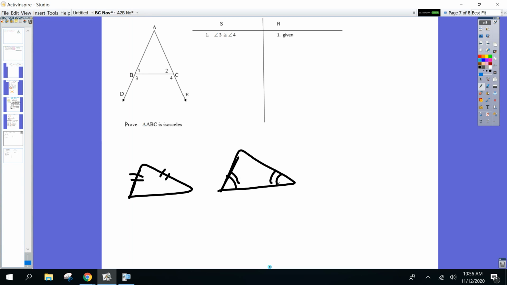So this is what you need. You need one of these right now to prove triangle ABC is isosceles. You do not need both. Show me a pair of angles are equal or show me a pair of sides are equal. You got isosceles. Either get me two sides or two angles equal.